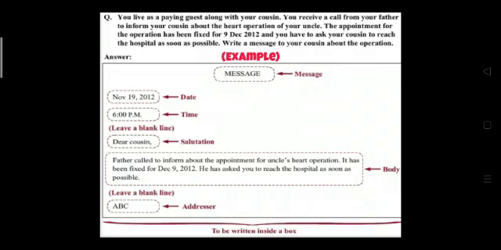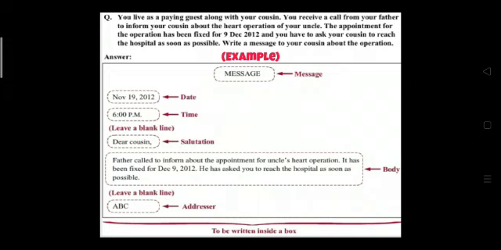Now children, here we are going to read and discuss the format. We have one example of the same. Now look at the question. You live as a paying guest along with your cousin. You receive a call from your father to inform your cousin about the heart operation of your uncle. The appointment for the operation has been fixed for such and such a date, and you have to ask your cousin to reach the hospital as soon as possible. Write the message to your cousin about the operation. Now children, this is the question given for message writing. Here we are going to do the answer part.